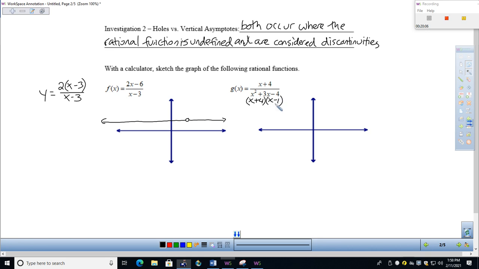So what I'm hoping you would see is that there are two discontinuities to this function. There's a discontinuity at negative 4, and there's a discontinuity when x is positive 1. So can you start to think about where I might find a vertical asymptote potentially, where I might find a hole potentially? What are we thinking here?